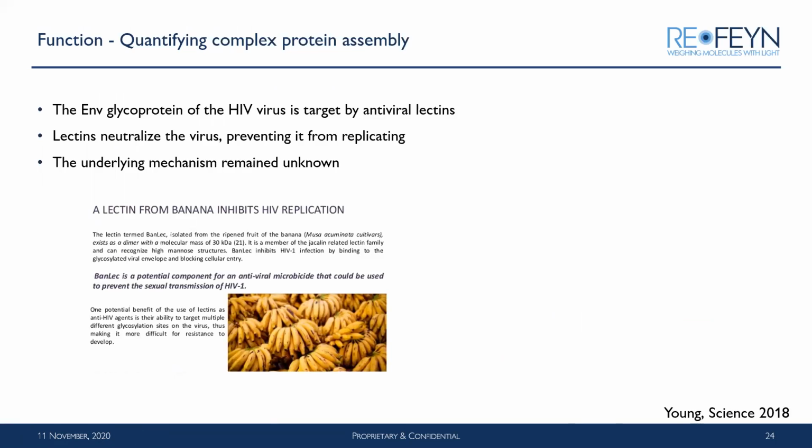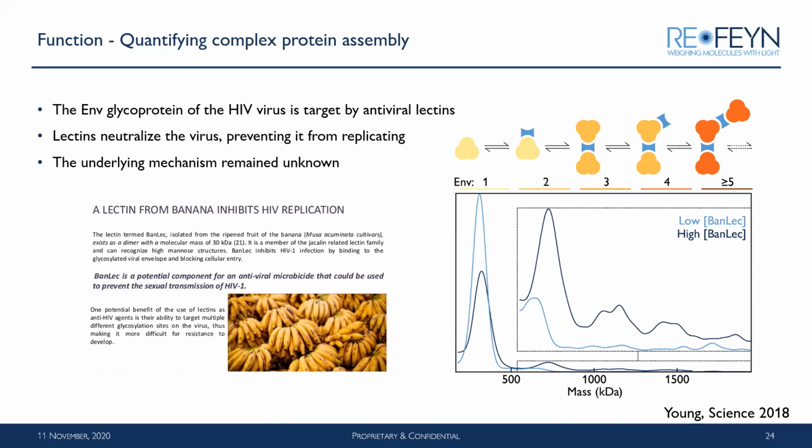Once again, a nice example of complex protein interaction is the envelope glycoprotein of the HIV virus. The envelope protein interacts with lectin, and the interaction is quite complicated, and the underlying mechanism is not clear. So what we did basically is measure the envelope protein with different concentrations of Ban-Lec, or lectin from bananas.